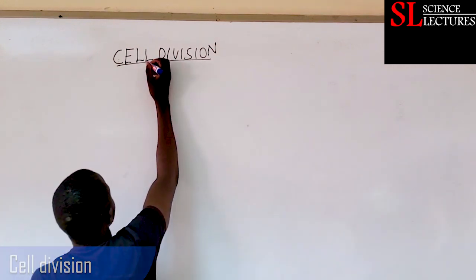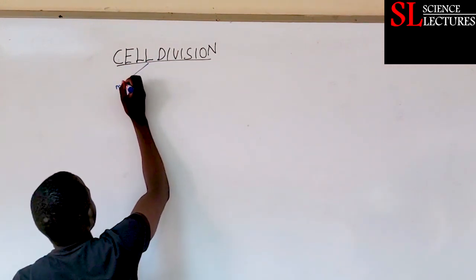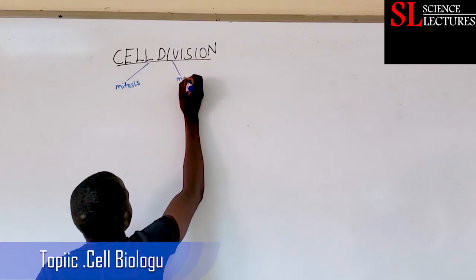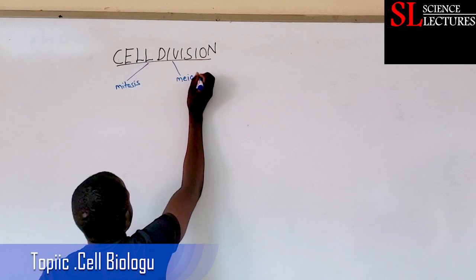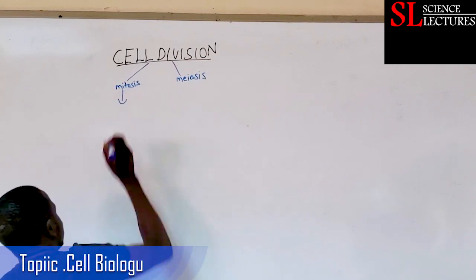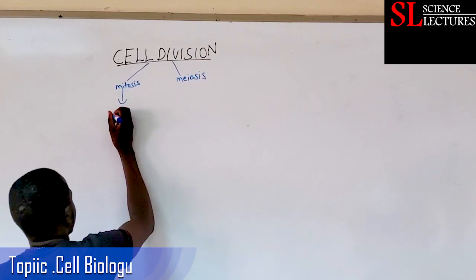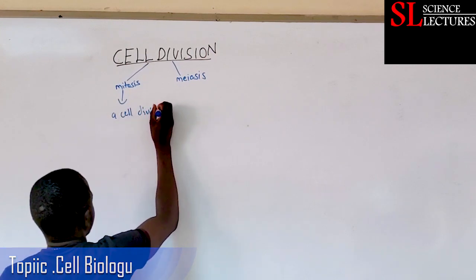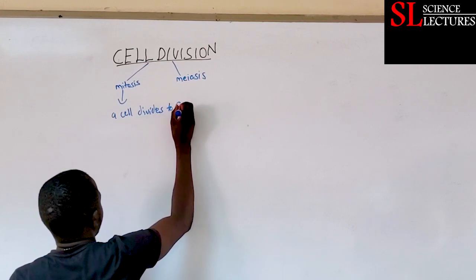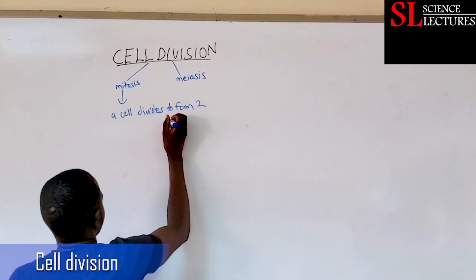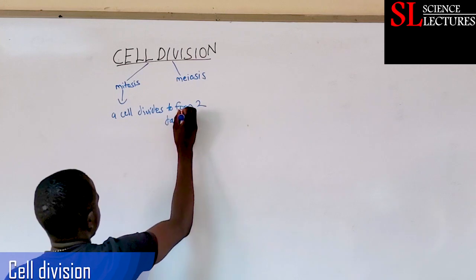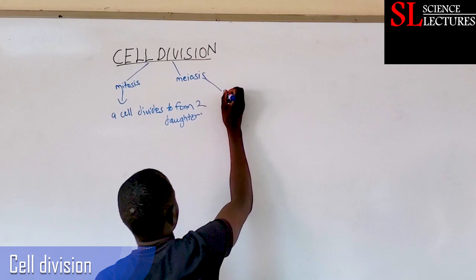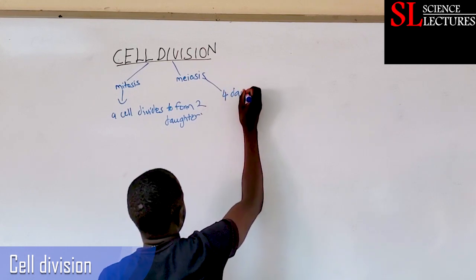So there are two types of cell division. Number one is mitosis, and number two is meiosis. Mitosis is the process by which a cell divides to form two daughter cells. Then in meiosis, the cell divides to form four daughter cells.